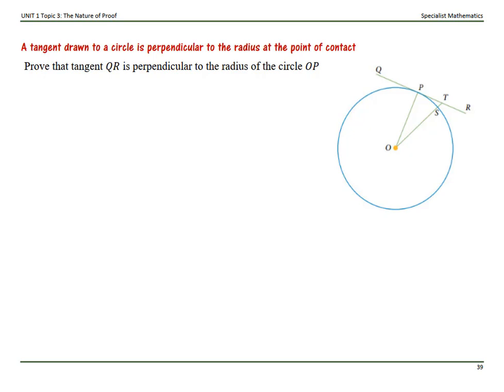We're going to assume that angle OPR isn't a right angle, and that there must therefore be another point on the tangent such that the angle is 90 degrees. So we're going to place that point T on QR such that angle PTO is a right angle. Okay, now I'll summarize all that for you.